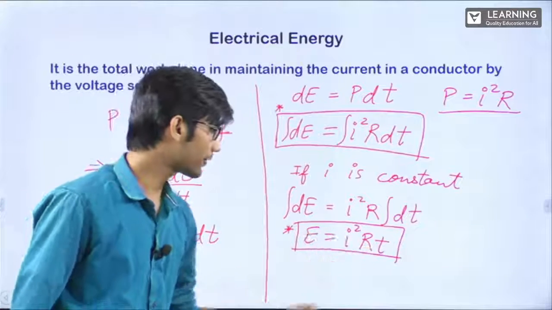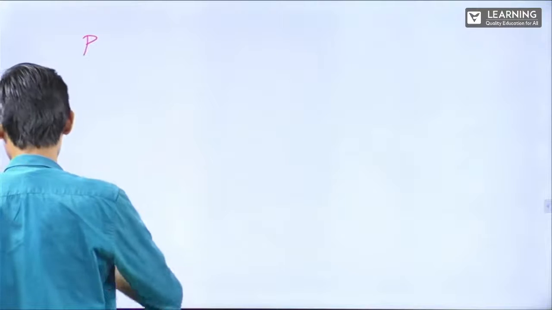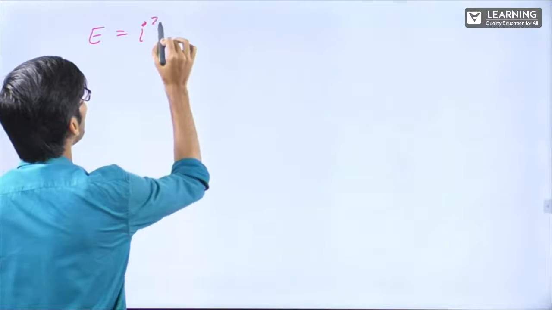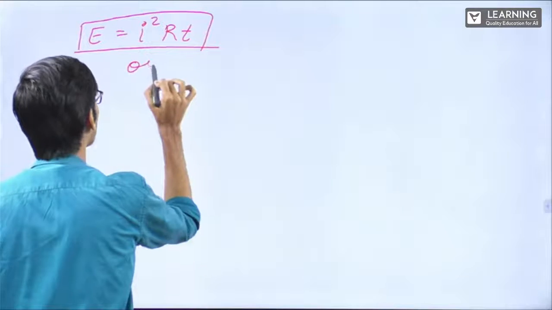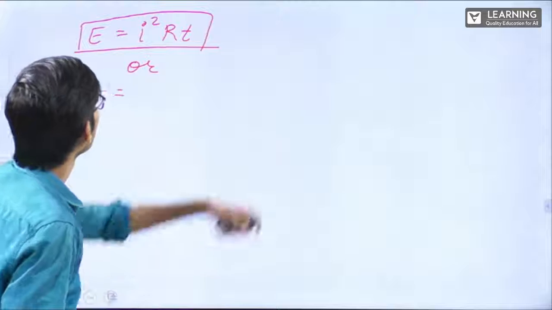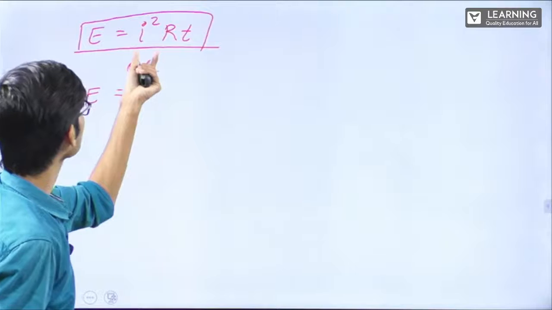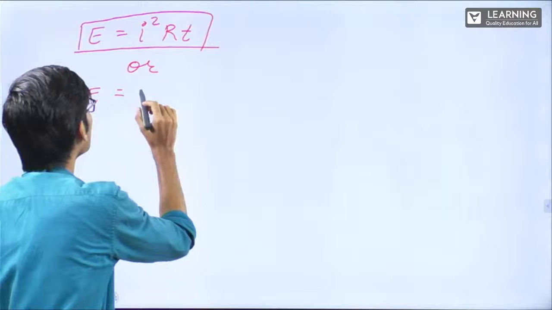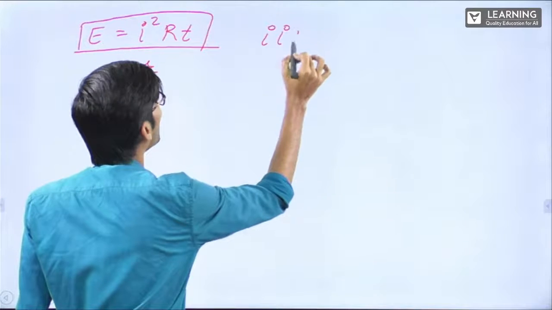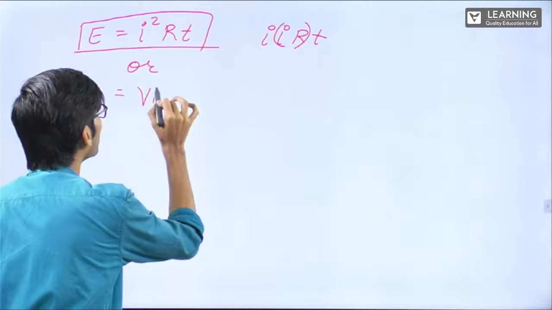Now again, if I convert this R in terms of V, see E is equal to I square RT. This is one formula. Or E is equal to, if I change anything, let's say I'm changing this IR as V, okay? There are two I's, right? This is I R T. So now if this IR I convert as V, this will be VIT. One formula is this.